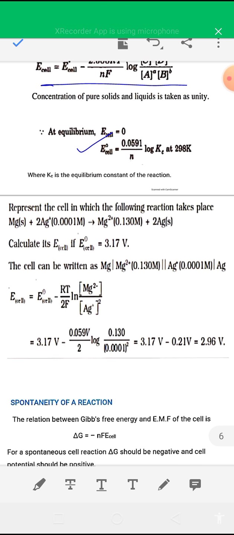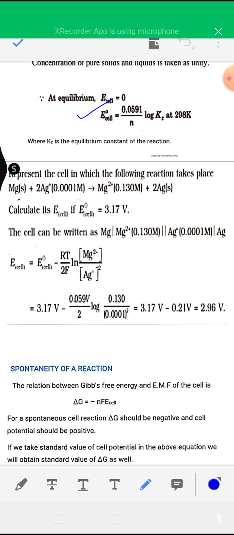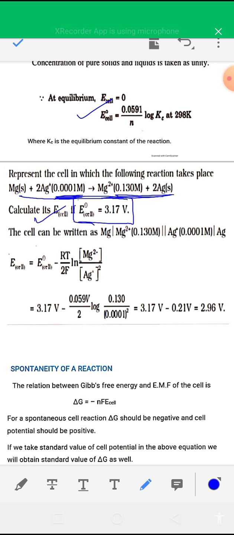One example is given here. Represent the cell in which the following reaction takes place. The reaction is given: Mg solid and 2Ag+, where the concentration of Ag+ is 0.0001 molar, gives Mg2+, where the concentration of Mg2+ is 0.130 molar, and 2Ag solid. You have to calculate the cell potential E cell. Here E0 cell is given, E0 cell is 3.17 volt.